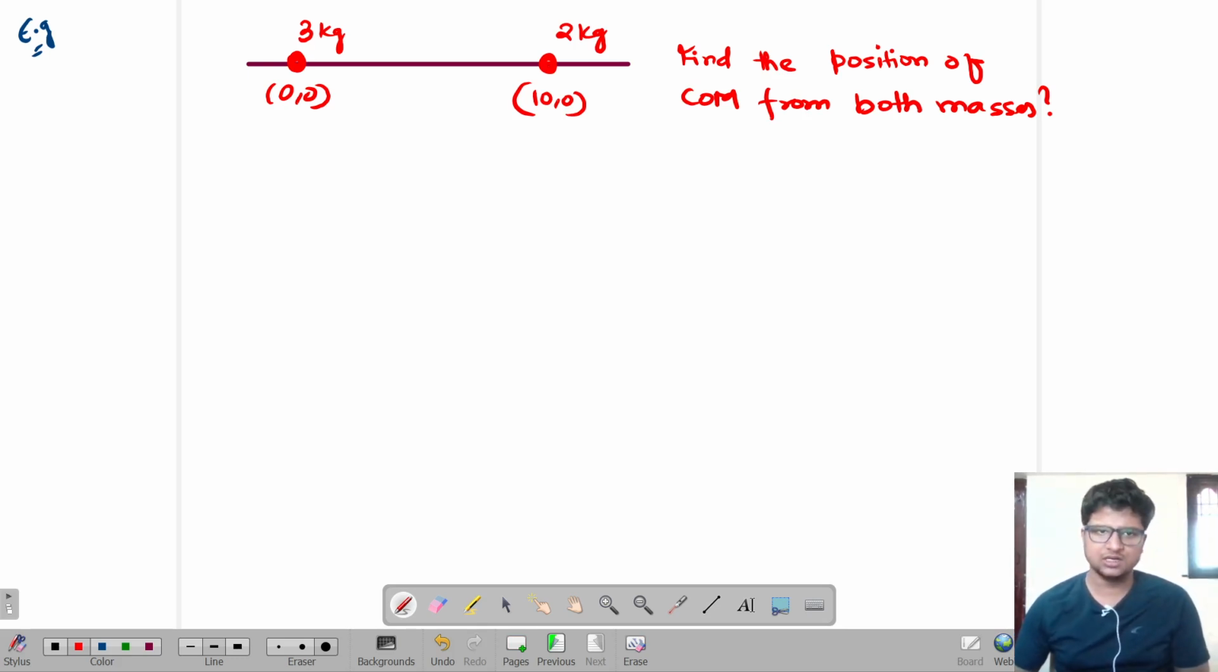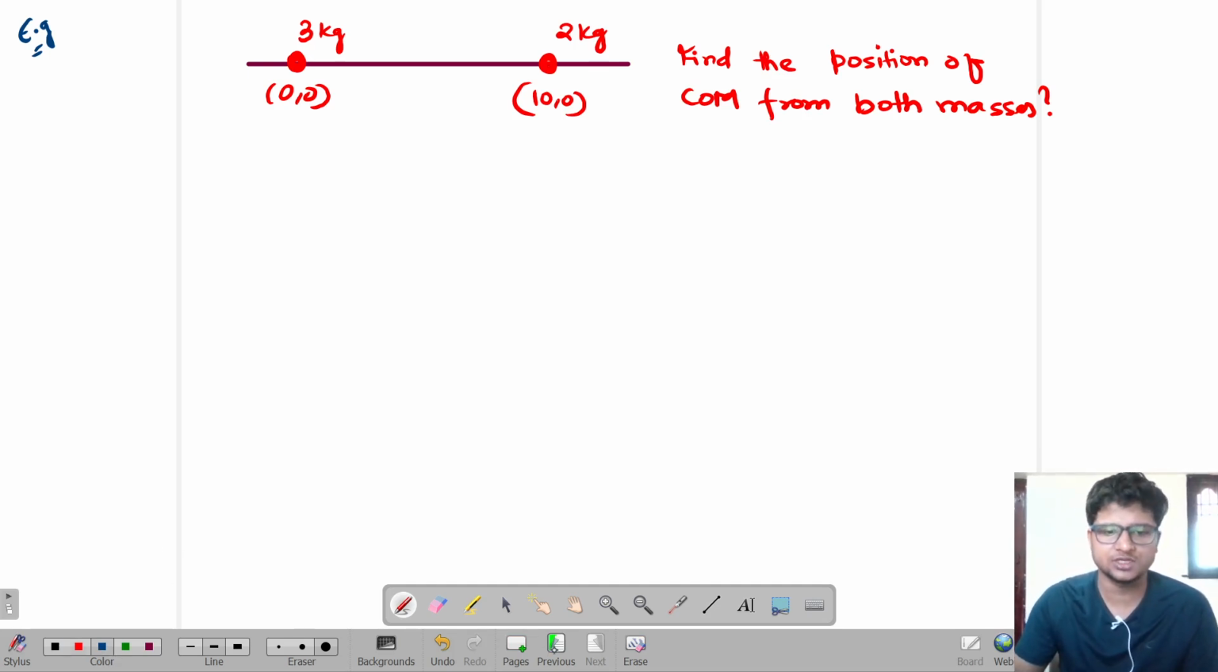See, both masses are, center of mass will be at some distance. So you have to find where it is located from mass 3 kg and where it is located from mass 2 kg. So what was the formula?